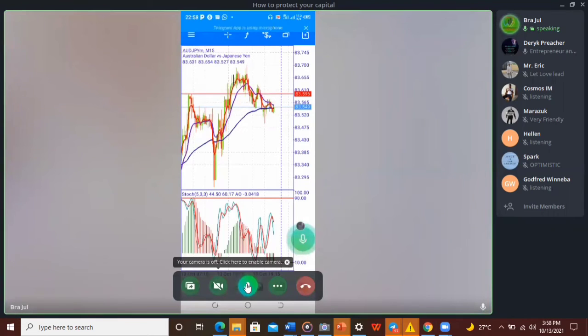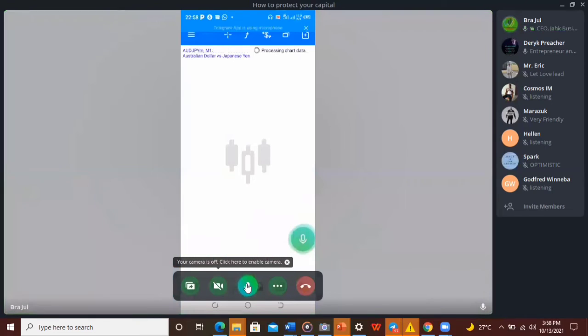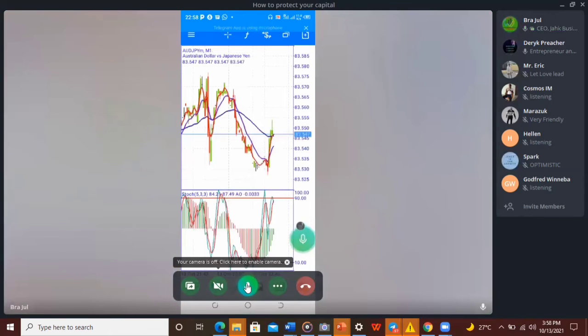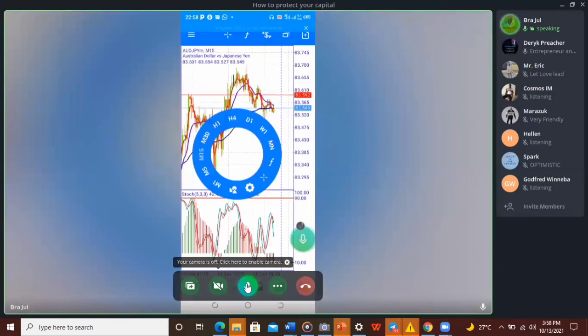If let's say the price is at, touch the screen. At least AUD JPY is the minor pair. The minor pair. So their cost is a bit lower compared to the exotic pair that we spoke about.